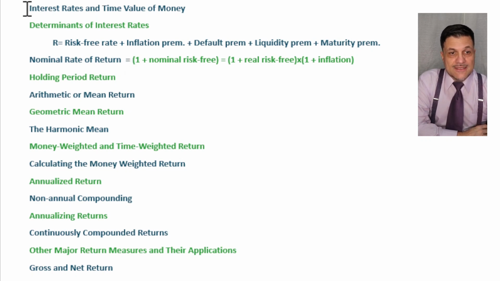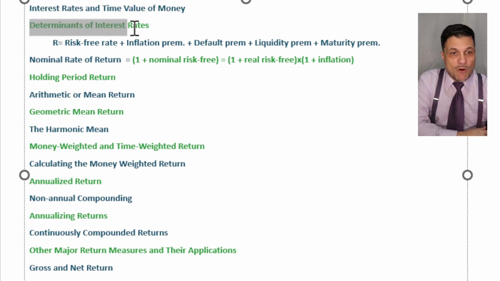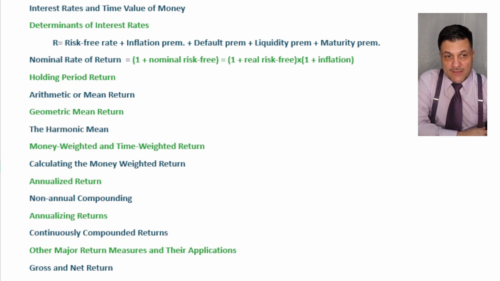So let's do that. Now, at the end of this video, do you feel more comfortable about interest rates and time value of money? The components of the interest rate. Do you feel more comfortable with the holding period return, the arithmetic return, the geometric? Can you make the link that the geometric mean and the time-weighted return are pretty much the same thing? Do you know where the harmonic mean is calculated? Do you know when we're going to use the harmonic mean? Do you know why we do the money-weighted return? How we do it? When we're going to be using the money-weighted return?